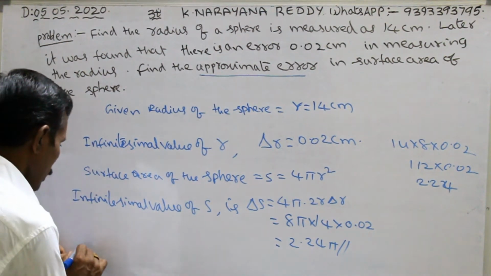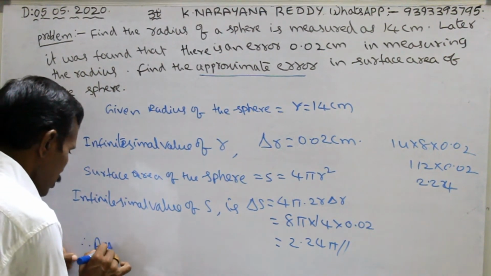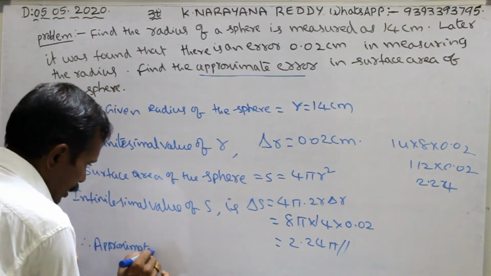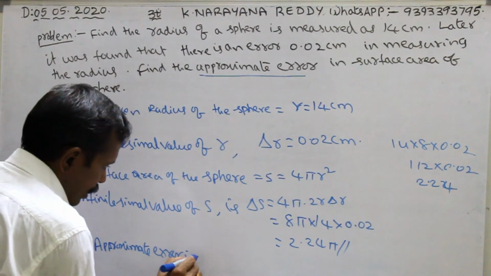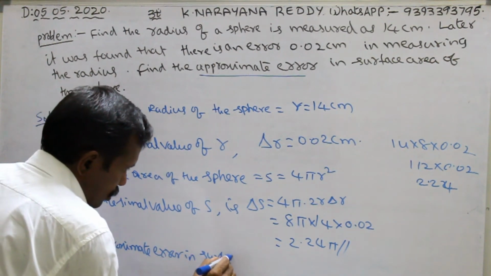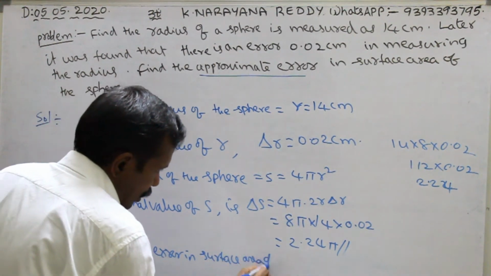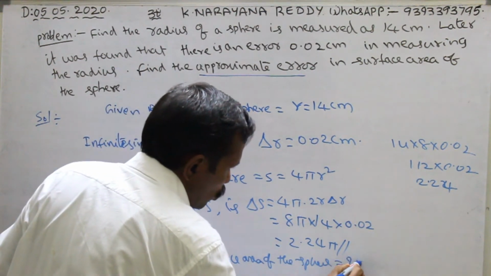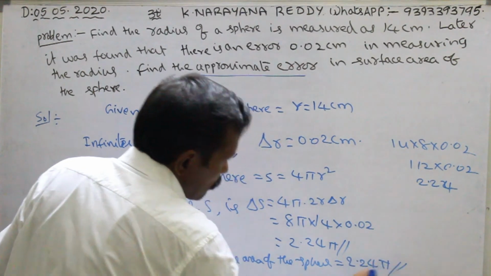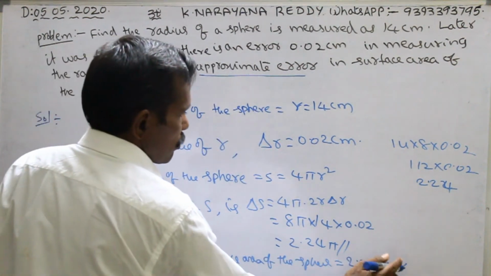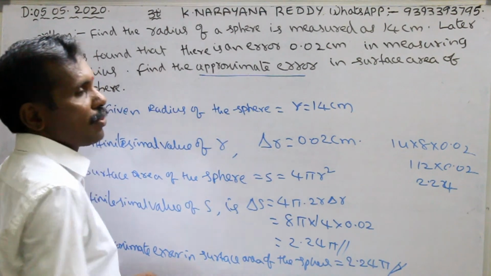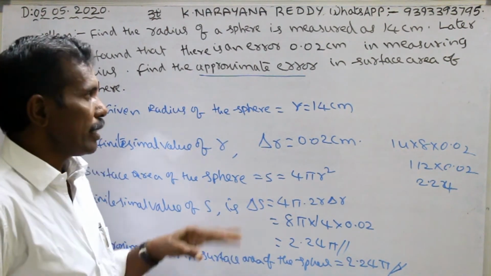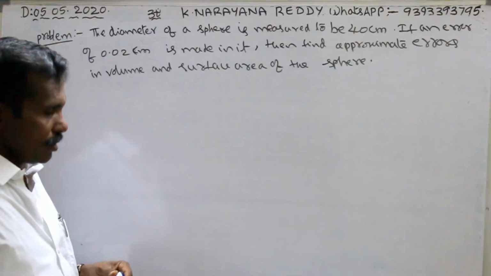Therefore, the approximate error in surface area of the sphere equals 2.24 pi. That is the required answer. Okay, in this you can find the approximate error in the surface area of the sphere. Okay guys, please follow these steps.